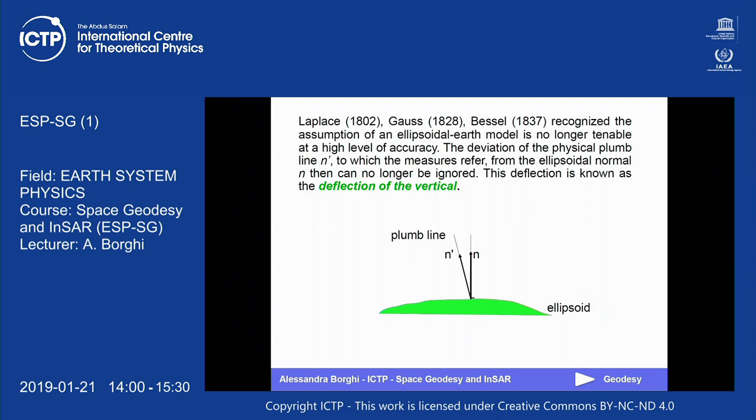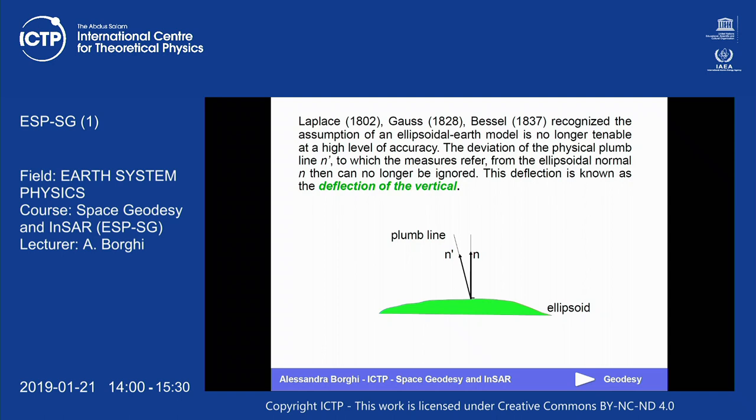if you consider the vertical with respect to the ellipsoid, which we call n, this is the normal to the ellipsoid surface. This is not equal to the vertical along the line of force of the gravity field. So if we put the vertical using EV, for instance, this is along a line, and this line is different from the direction of the normal line of the ellipsoid. This difference is called deflection of the vertical.